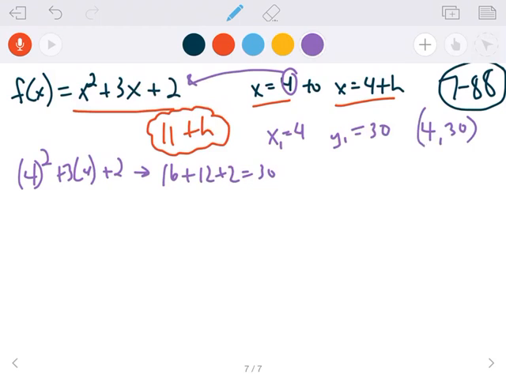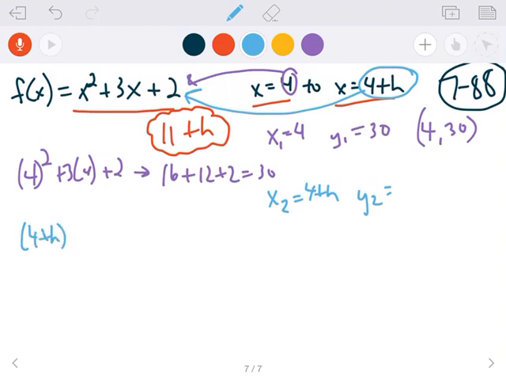For our x2 point, we have the value of 4 plus h. So that means we take 4 plus h and we plug it into our function to get our y2 value. Now, we're not going to be able to come up with a number for this because we're plugging in a variable, but we can plug that in. So what that will look like is 4 plus h squared plus 3 times 4 plus h plus 2.